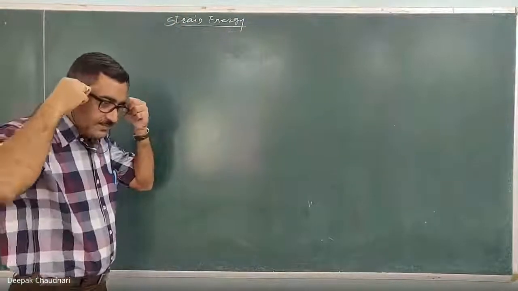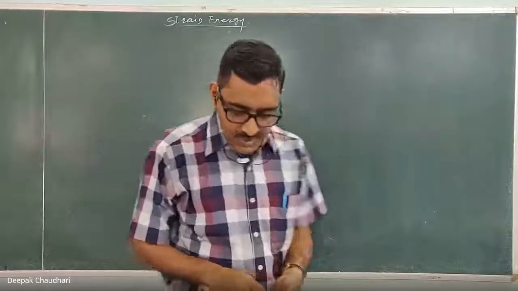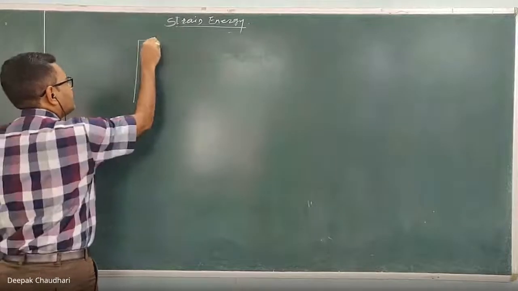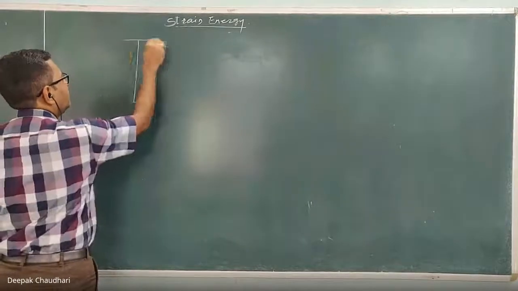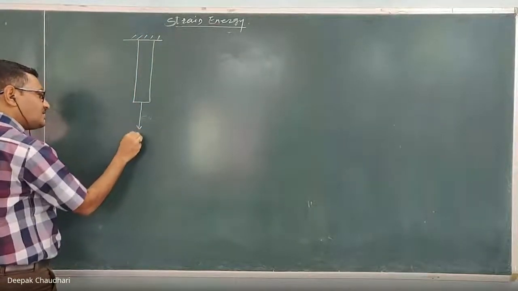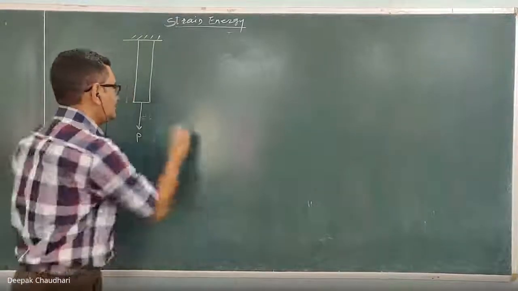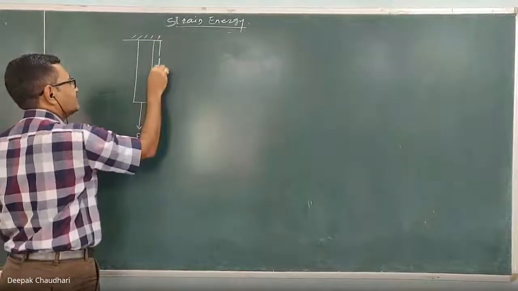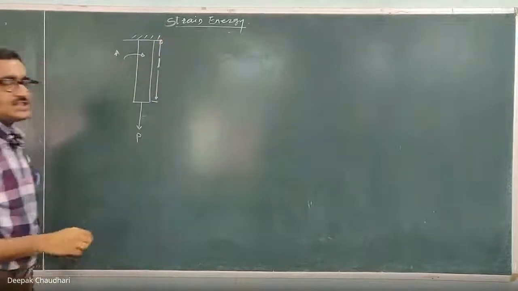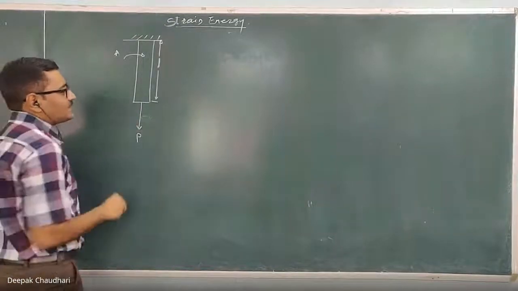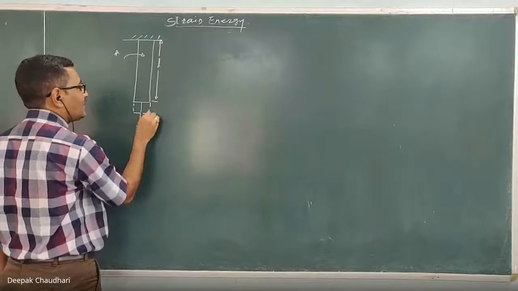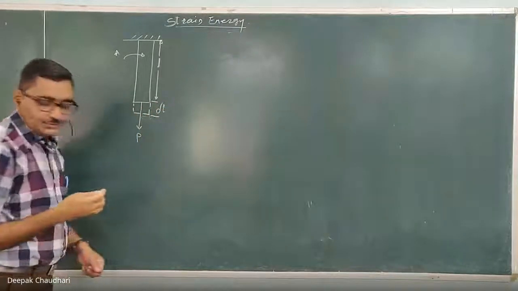Strain energy. Okay. Now, what is the strain energy? If you consider any material, any metal, if it is subjected to the axial load, suppose it is subjected to the axial load P. Here, this initial length is L, and the cross-sectional area is A. A is the cross-sectional area. Now, because of this axial force applied, this material will get elongated. The elongation of the material because of this load is delta L, that you know.